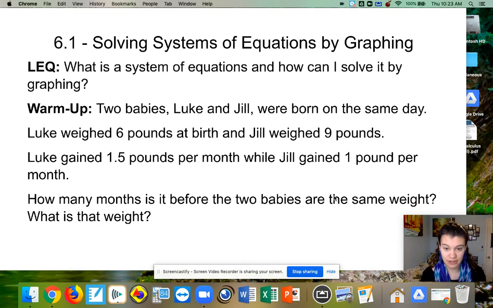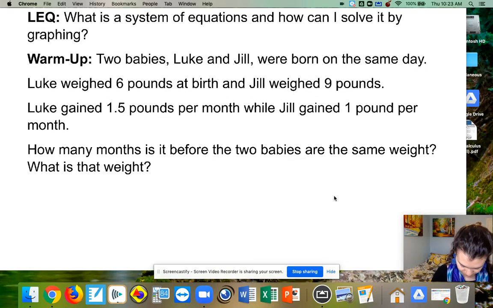All right, so 2 babies, Luke and Jill, are born on the same day. Luke is 6 pounds and Jill is 9 pounds. Luke gains 1.5 pounds per month. Jill gains 1 pound per month. So how many months is it before they're the same weight? What is that weight? So I'm going to make a table here.